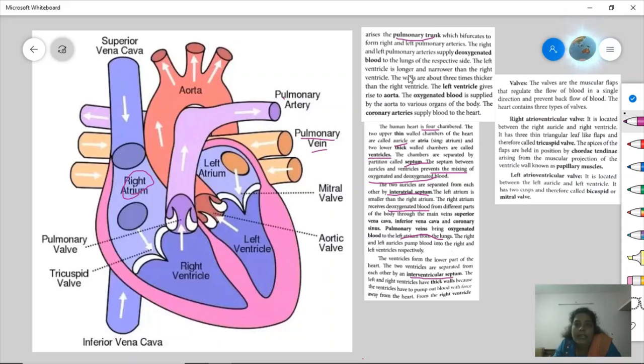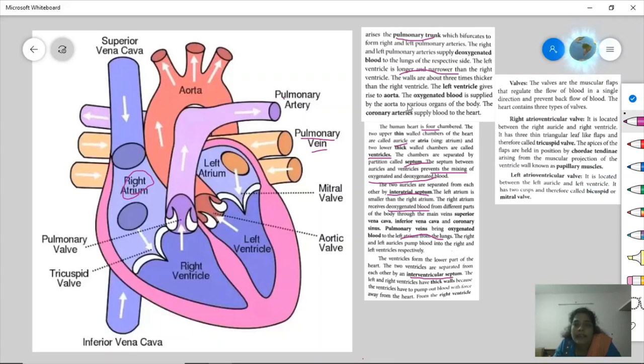The left ventricle is longer and narrower than the right ventricle. The walls are about 3 times thicker than those of the right ventricle. Only the left ventricle's walls are very thick.